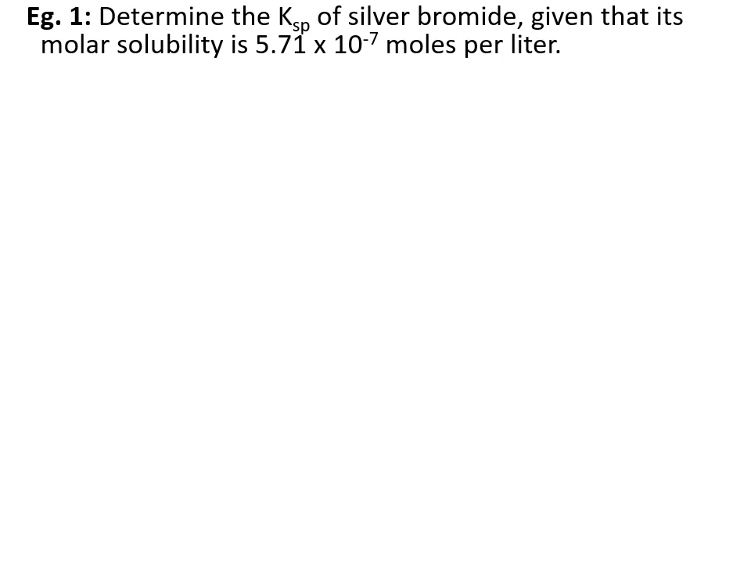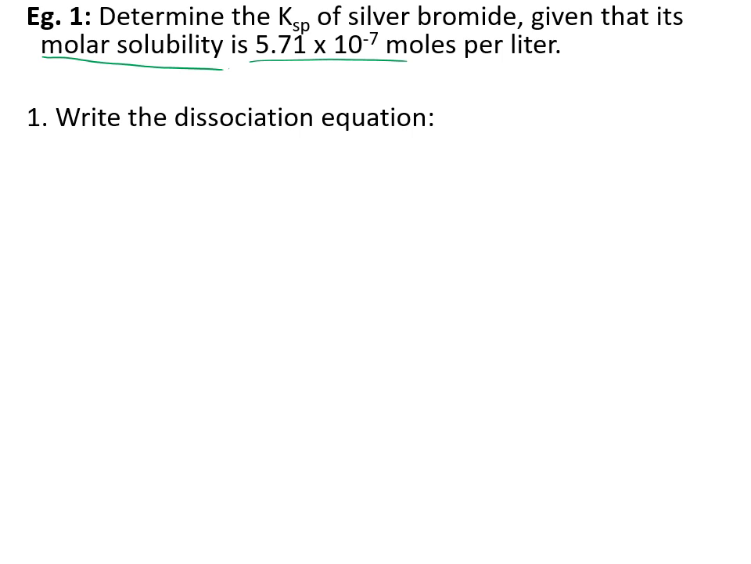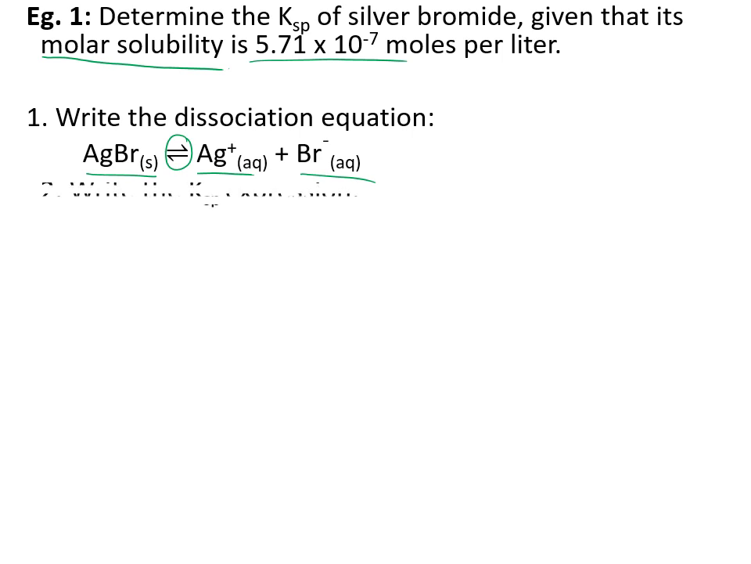So let's try it here, where we are looking at determining the KSP of silver bromide, given that it has a molar solubility of 5.71 times 10 to the negative 7 moles per liter, so not particularly soluble. But the first thing that we'd want to do is to set up the dissociation equation for the dissolving of the silver bromide. So again, put the solid on the left. We're going to set it up as an equilibrium expression, so it'll dissolve to the point of saturation. We have a silver ion and 1 bromide ion forming, so a 1:1:1 ratio.